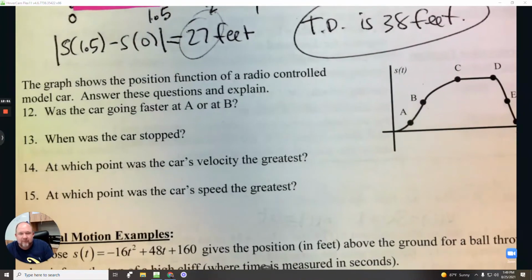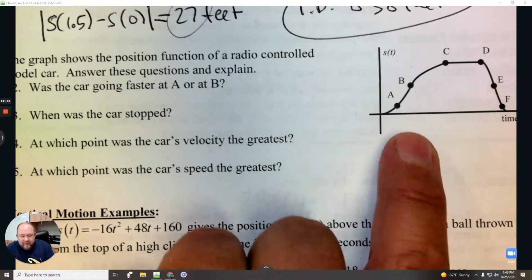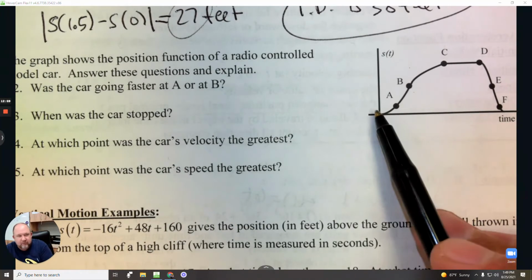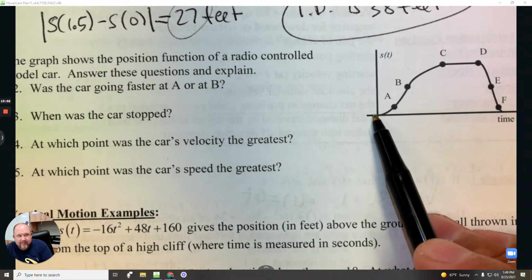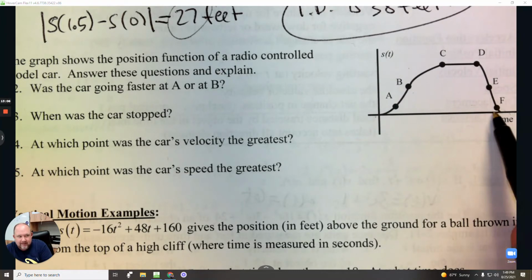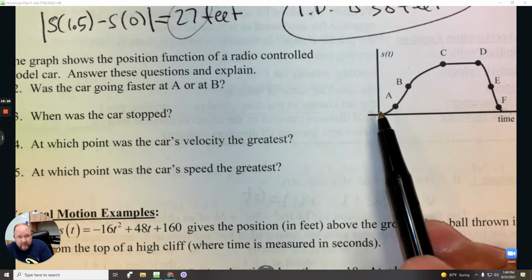Number 12, 13, 14, and 15. This is a graph of the position of a radio-controlled car. So the initial position is 0, and then it moves away from you, and then as it comes back, at the end, it came right back to you. So this is the position of the car compared to where you are.